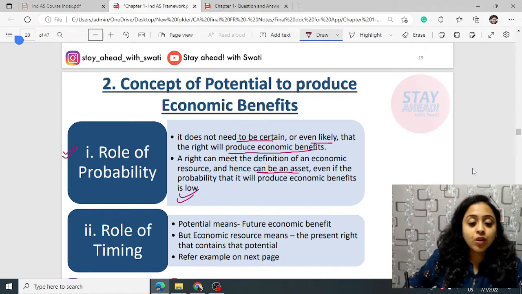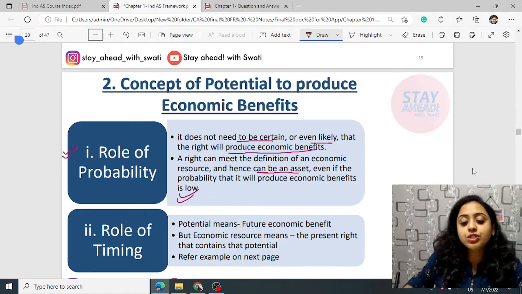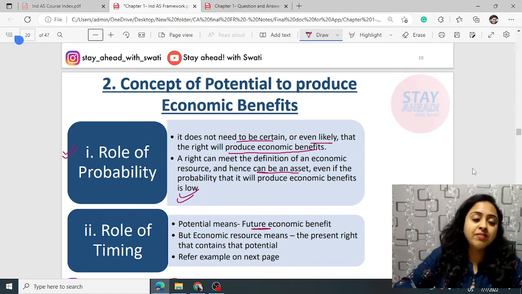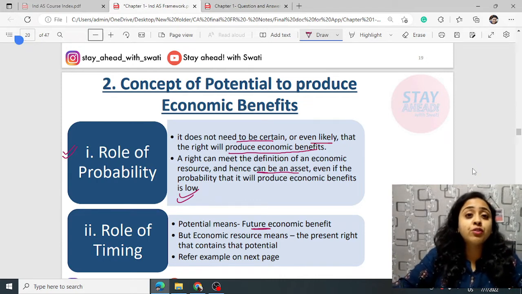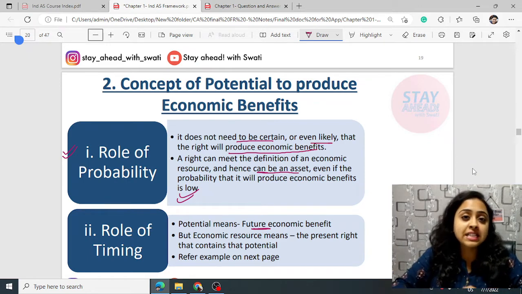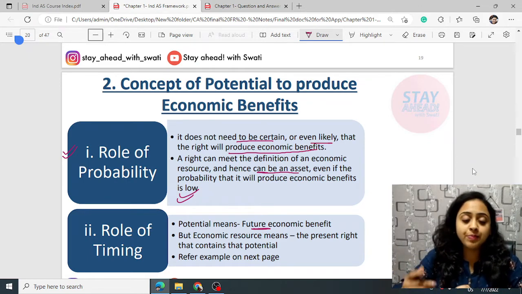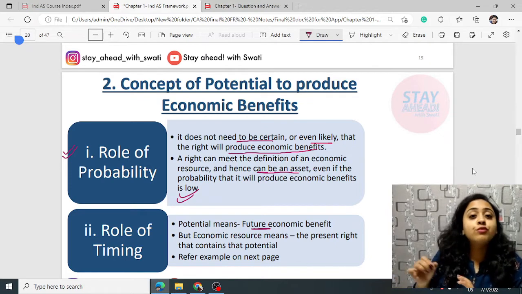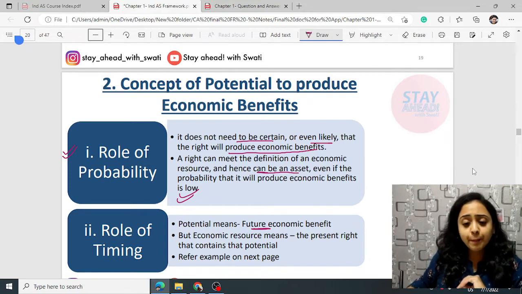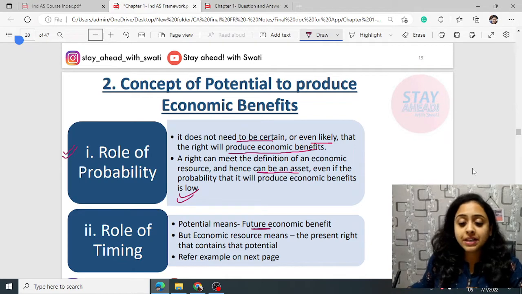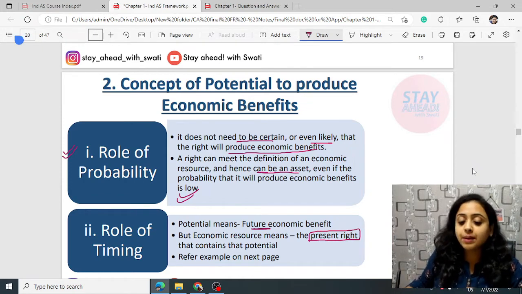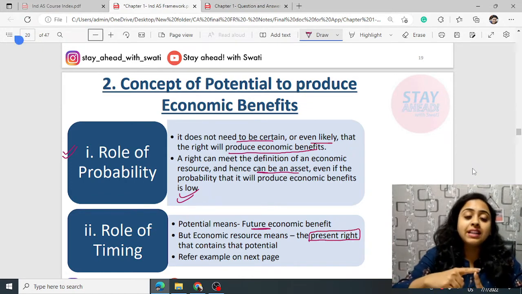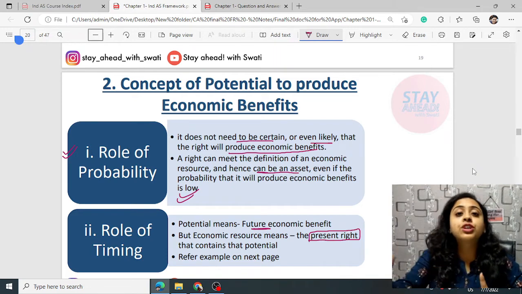Okay. Role of timing. Potential means future economic benefits, because current we know. Okay, we do not have to make any sort of approximation, but for the future we have to see the capacity, the potential that it has, and estimate accordingly. So potential over here means future economic benefits, but economic resource means the present right, the present right that contains that potential. Okay, the right is what contains the potential, and potential is the future economic benefits.